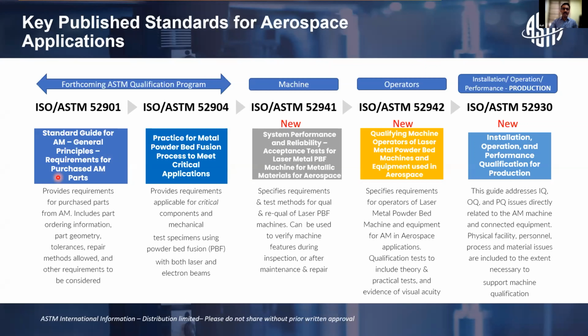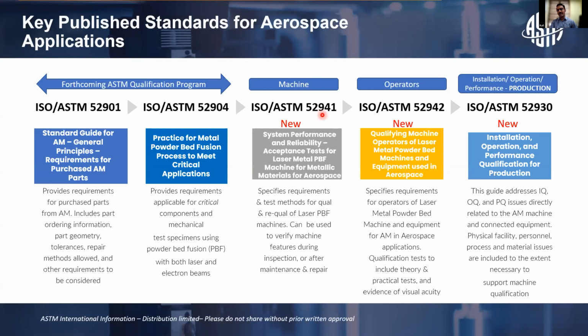So this particular standard will help you to clearly identify what all your requirements are, or what needs to be captured when you print a part. Then you have another standard, ISO ASTM 52904, and this standard talks about the requirements that you need to meet when you produce parts for critical applications. And under machine, you have a standard called ISO ASTM 52941.